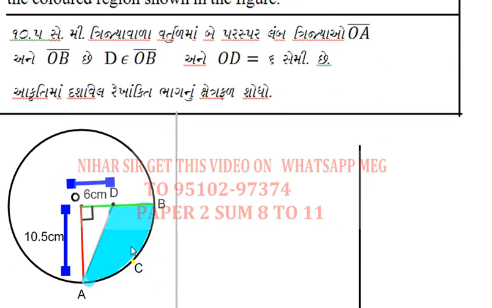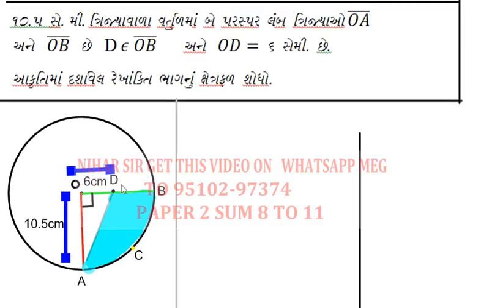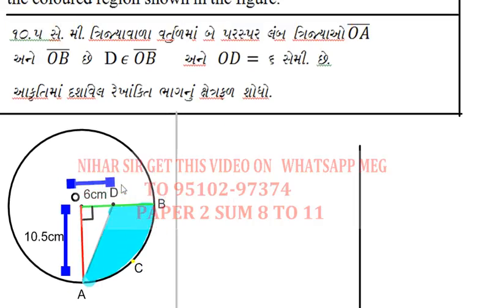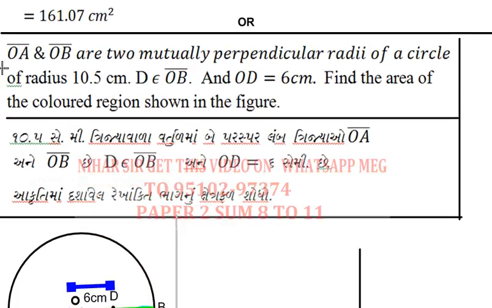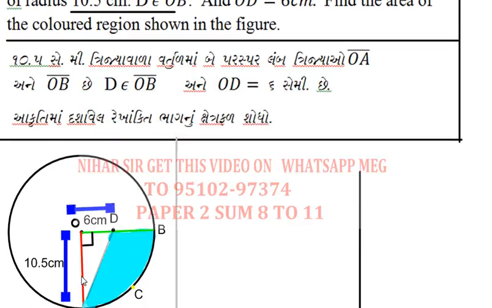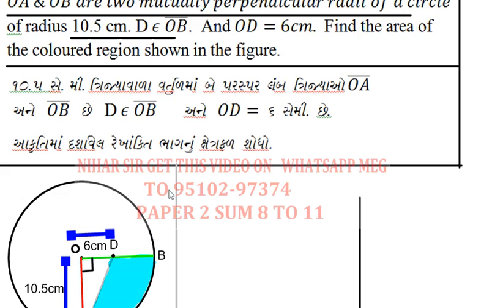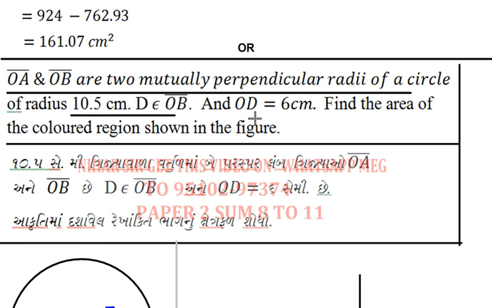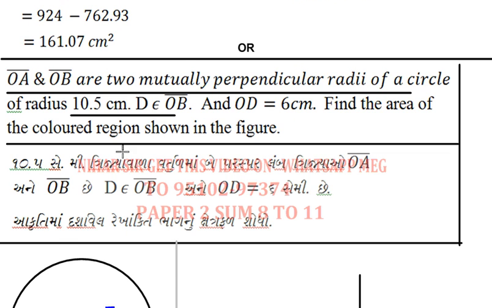Now let's come here. We have to find this colored region, and this diagram is given in the question, so you don't have to worry. OA and OB are two mutually perpendicular radii of a circle, radius 10.5. So this is 10.5, AO, right? And OB is again a radius, so that will also be 10.5. OD is 6. Find the area of the colored region.